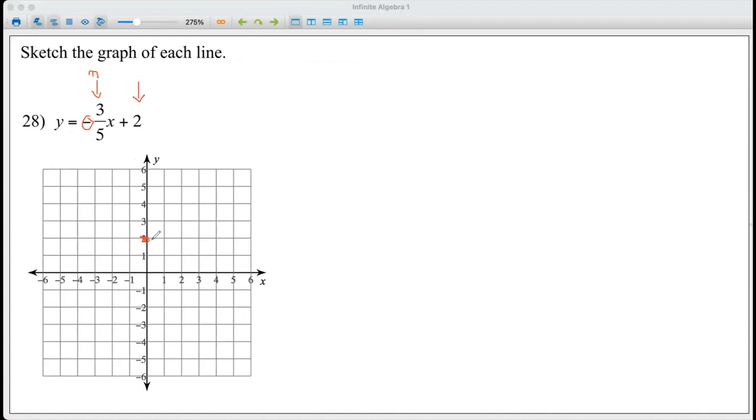So -3 over +5. So we're going to go down 3, 1, 2, 3, and then over 5. And put your second dot. Play connect the dots. Let's see if I can do this using a little technology, or do I have a double-headed arrow? I do. Oh, look at that. There we go. Let me erase that other line right here. There we go. And there's your line.